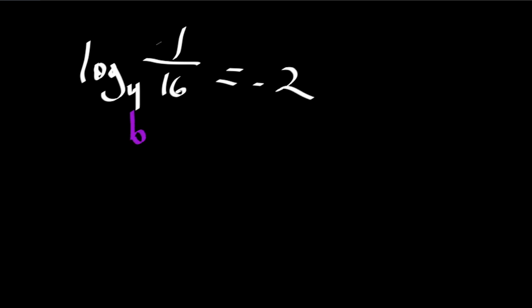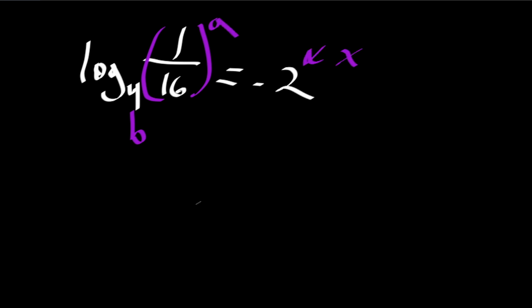All right, let's say I have log base 4 of 1 over 16 equals negative 2. Now, you may think, oh, there's a fraction, so this must be more complicated. But let's just go through and label everything. So 4 is going to be b. This entire thing is going to be a, 1 over 16, which means negative 2 is x.